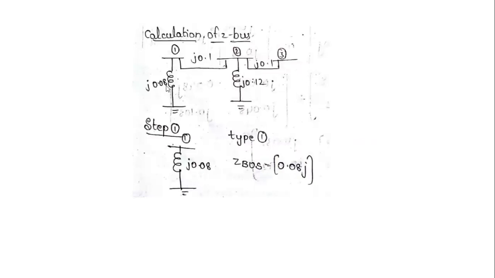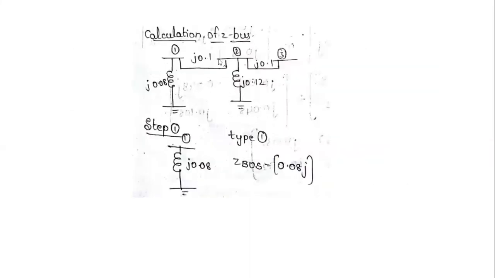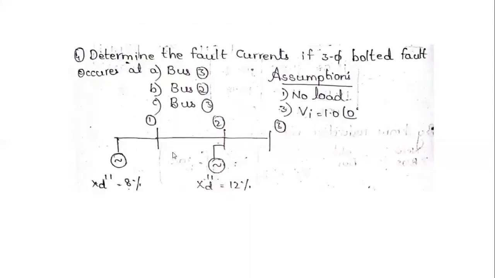8% means J0.08 and 12% is J0.12. The element values are J0.1: this is element 1 and this is element 2, both J0.1. We represent those values in the diagram. Element 1 value is J0.1 and this is also J0.1.